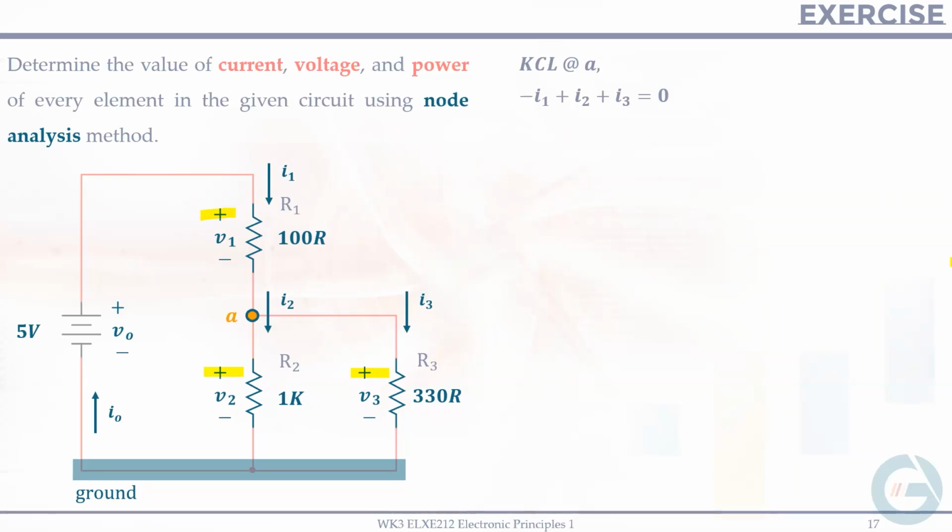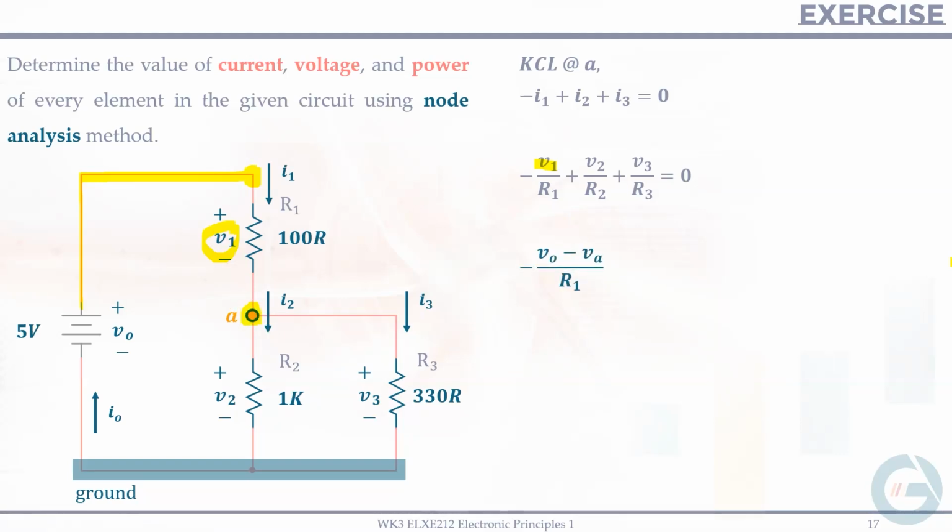And the next step is to represent in terms of voltage and resistance using Ohm's law. So I1 is V1 over R1, I2 is V2 over R2, and I3 is V3 over R3. So the summation is equivalent to 0. Next we will apply the concept of node voltage. So first is V1. So V1 is equivalent to what? The difference of voltages between each terminal or node. This one is connected to VO, and this one is connected to node A. So of course your V1 is VO minus VA.